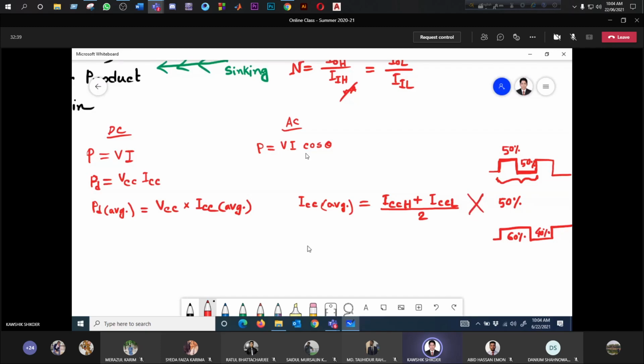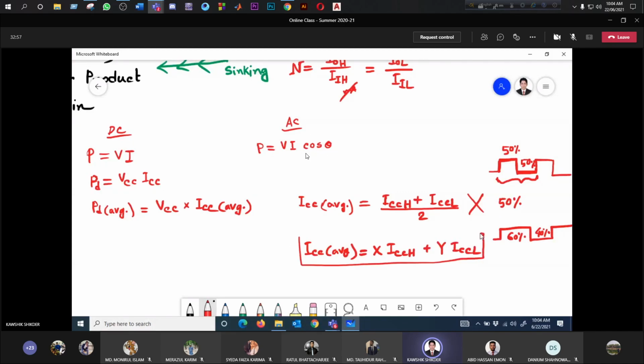So what we can write, the ICC average value, let's say capital X into ICC ACE plus capital Y into ICC L. Got it? This is the most generic equation. So here, what is X? X is equal to the duty cycle or the high time. So for 60% duty cycle, it's 60% or 0.6. Similarly, the Y, if high time is 60%, the remaining 40% should be low time. So that is 0.4. Is it okay?